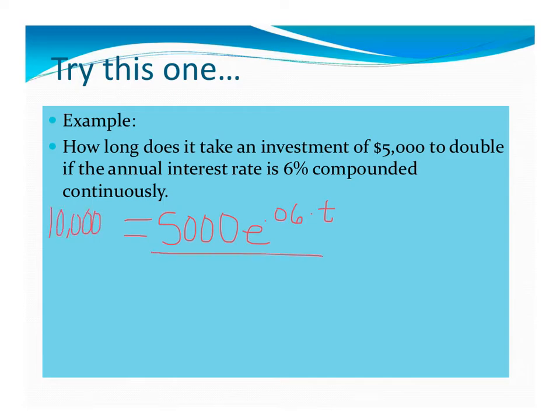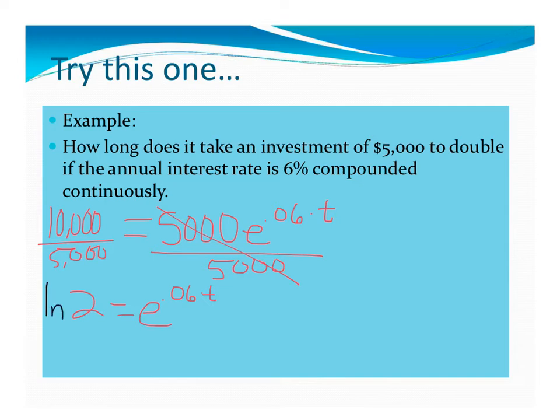Now you'll notice what I was talking about in the last problem. If I divide this by 5,000 because I want to get rid of that, what's 10,000 divided by 5,000? It's 2, dose, if you will. So I get e raised to the 0.06 times t. And now I'm just like the last problem. I bet you probably can finish this out. Hit pause if you want, and then try and finish it out.